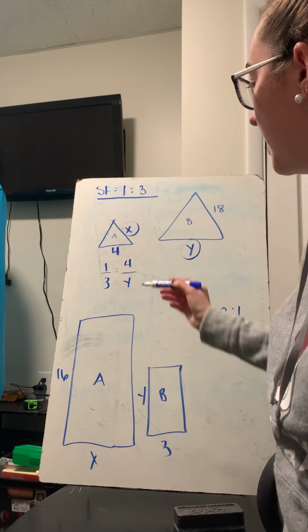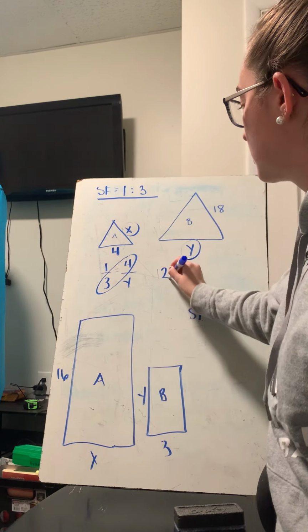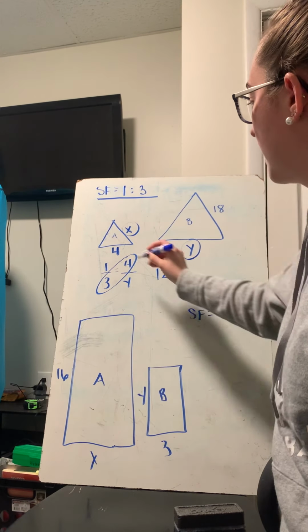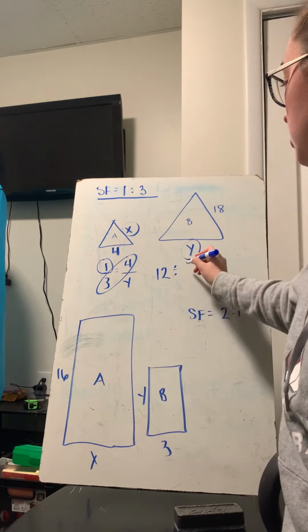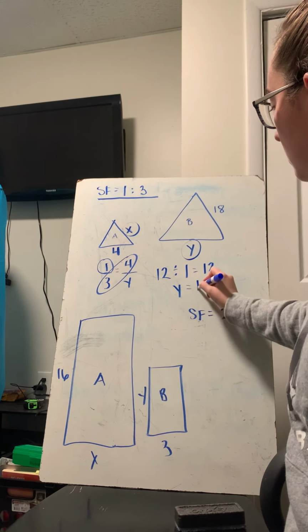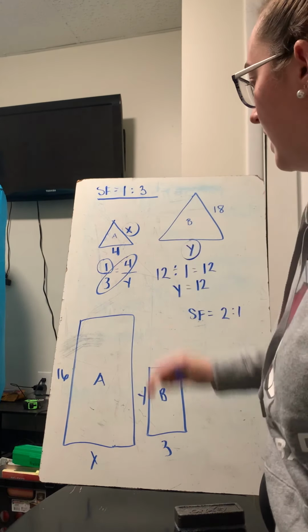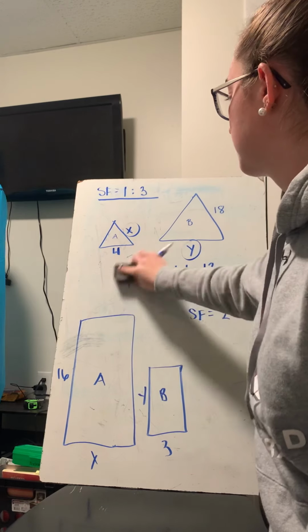Now I solve this like a regular proportion using the butterfly method. So 4 times 3 is 12, and then I divide by what's left over. So 12 divided by 1 equals 12, which means Y equals 12. Okay, now let's try to figure out what X equals.